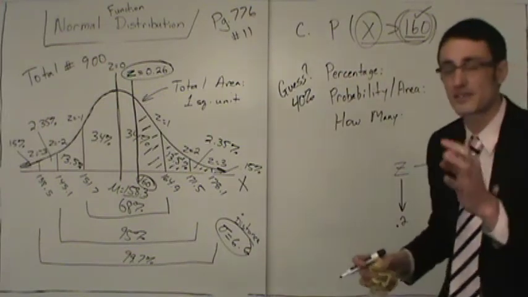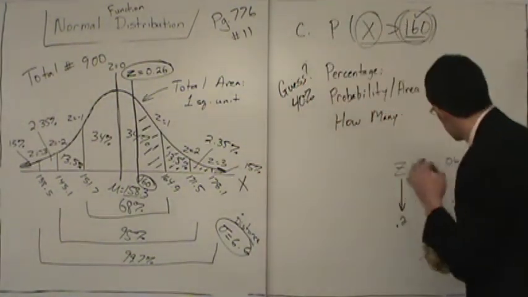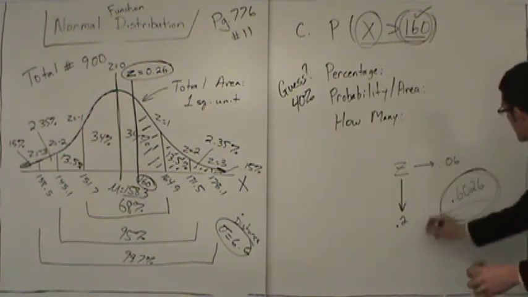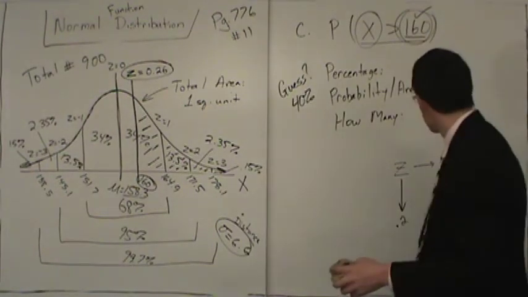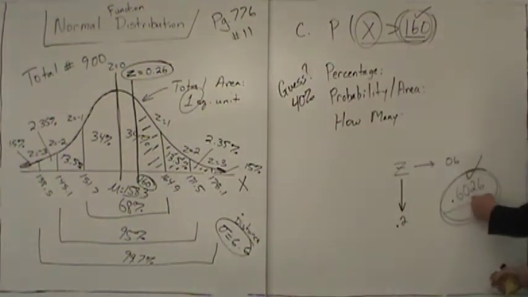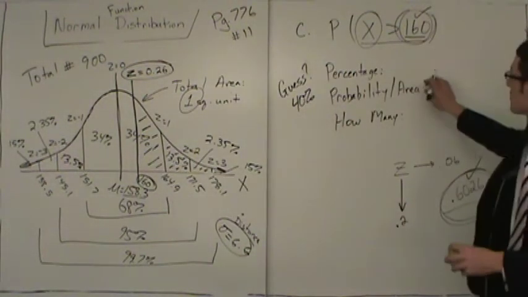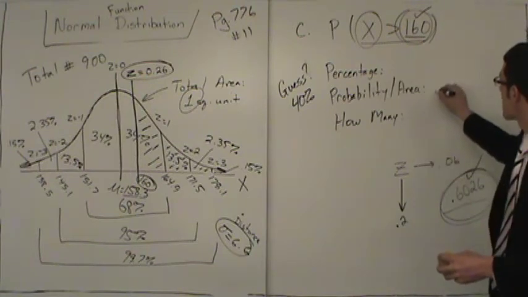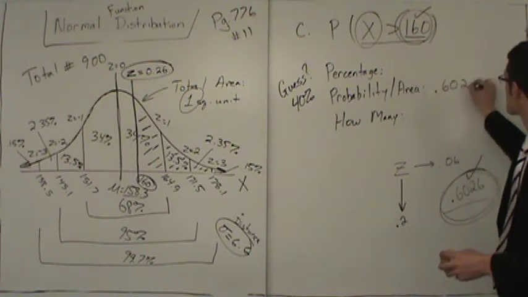Again, the z-table gives us what? Area. The z-table gives us area. Now, what is this value? Is this value less than 1? Remember, our total area is 1. Yes, this value is less than 1. This is an area. Okay, so of these three, what does this answer? This answers the probability of the area, 0.6026.